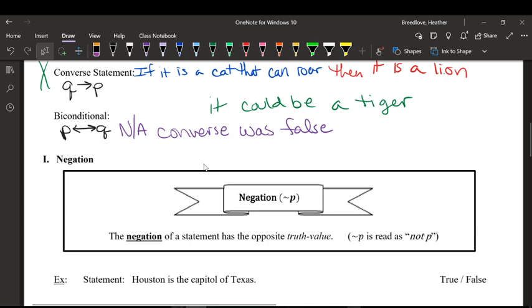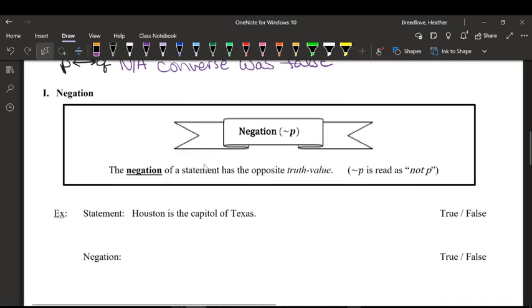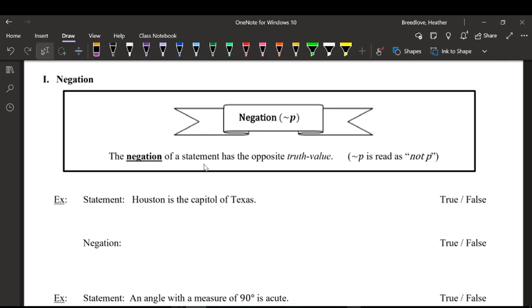Next, this isn't a type of statement, this is just negation. Negation is a concept, and we're looking at the symbol in front of P right here. It has a little squiggly line that's called a tilde, and it means not. So you read that symbol, and P is read as not P. Negation has the opposite truth value. So if you take a true statement, throw in the word not, it becomes false. You take a false statement, throw in the word not, it becomes true. So we're going to start off there, and then we're going to have negation in our statements.